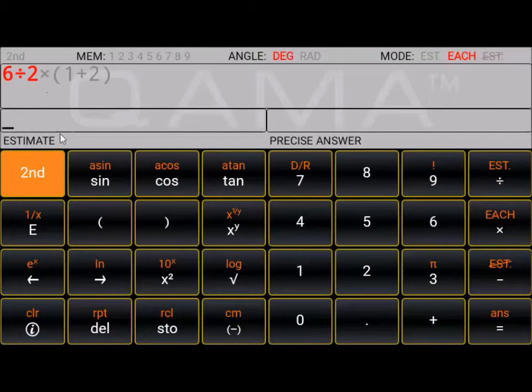So 6 divided by 2, well, the only reasonable estimate is 3. Press equals, it substitutes it in. Now it goes on to the next part. 1 plus 2, that's 3, equals 3 times 3. Again, the only reasonable estimate for 3 times 3 is 9, and it delivers the final answer.